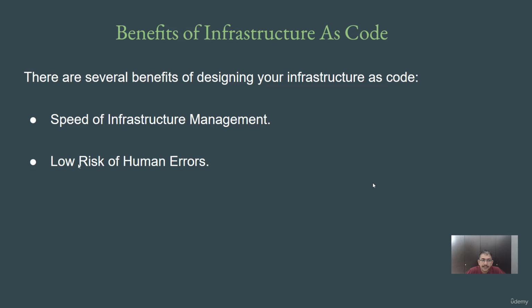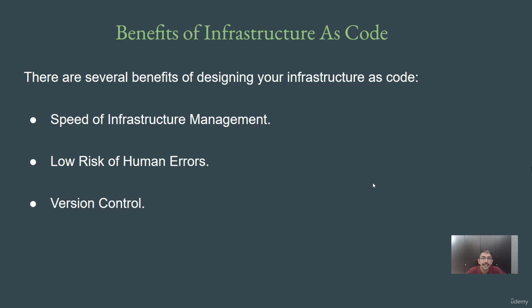Second, as we are discussing, is low risk of human errors. Many times when you're manually configuring the infrastructure, you might forget to set a specific option due to which your application will not run. So all of those human errors will go away here. Third important part is version control.